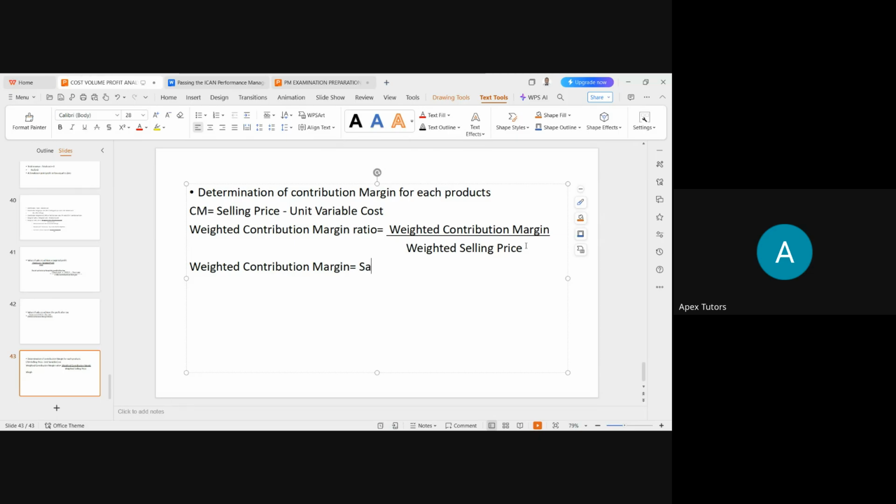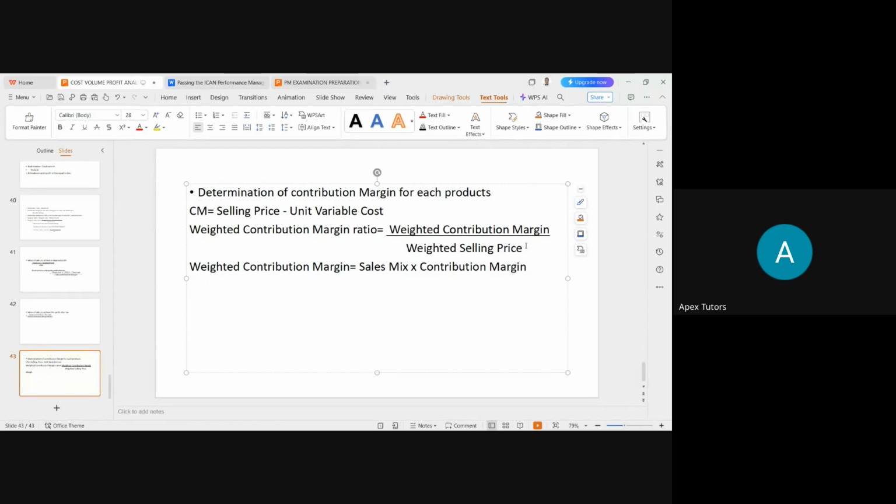Take note of this formula, please. Sales mix multiplied by contribution margin. You check most of the questions, this is what is applicable. Sales mix multiplied by contribution margin. That is how to get your weighted contribution margin.